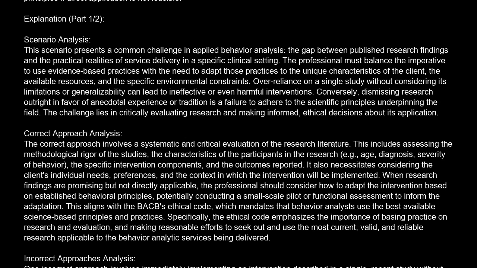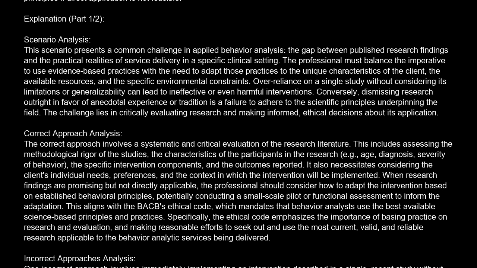The correct answer is B. Critically evaluate the methodology, participant characteristics, and reported outcomes of the research. Consider the client's specific needs and the clinic's resource limitations, and adapt the intervention based on established behavioral principles if direct application is not feasible.